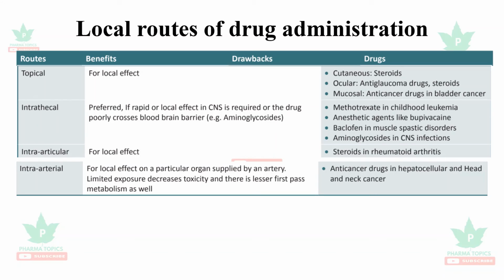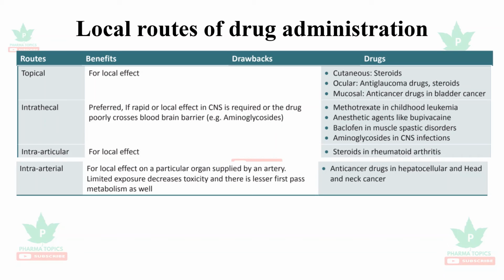The intrathecal route is drug administration into the subarachnoid space such that it reaches the cerebrospinal fluid. It is useful for the drugs which poorly cross the blood-brain barrier. Examples, aminoglycosides. Example, methotrexate in case of childhood leukemia. Anesthetics like bupivacaine, baclofen for muscle spasm. Aminoglycosides in case of CNS infections.